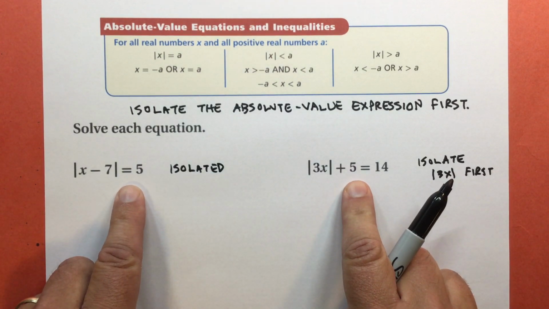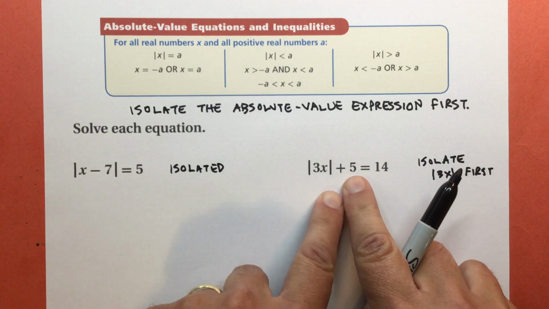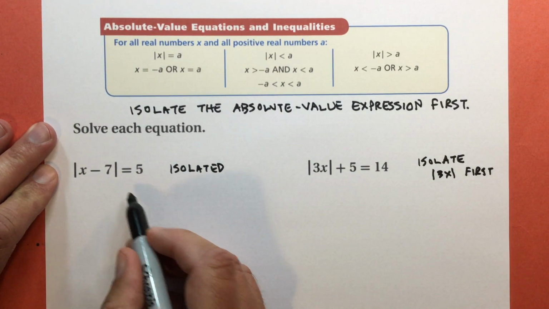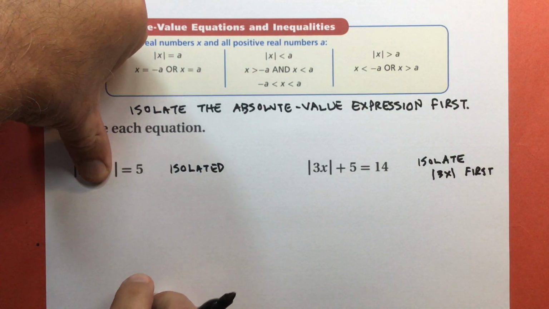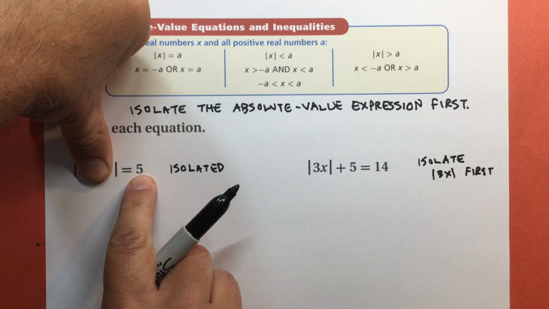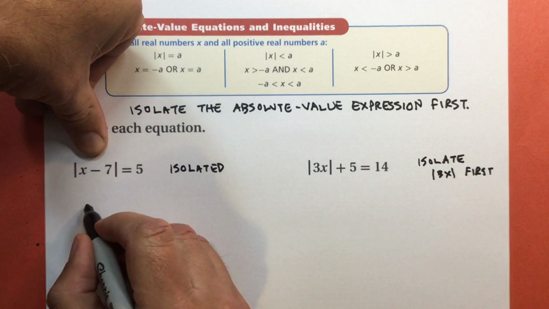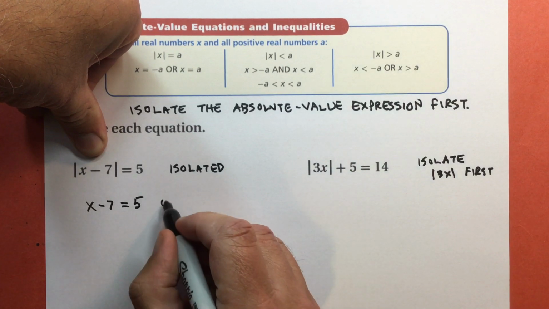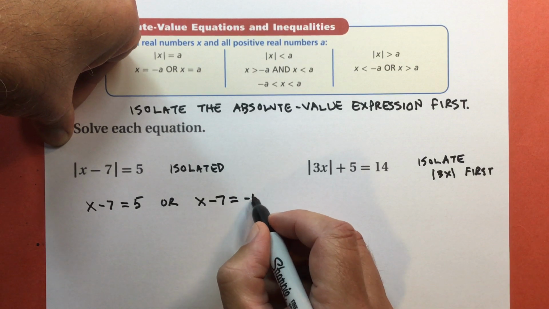But while we're looking at them side by side, this one, the absolute value is by itself on the side where the equal sign is in the middle. This one has a plus 5 with it. I'm going to get to that in a second. Since this one's already isolated, I'm going to split it. Now remember, what's inside, I'm going to cover it with my thumb. What's inside here is either going to be 5, because the absolute value of 5 equals 5, or it's going to be negative 5. So x minus 7 could equal 5. Or x minus 7 could equal negative 5.